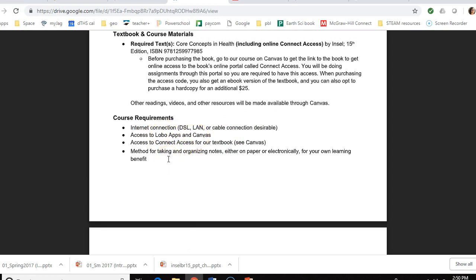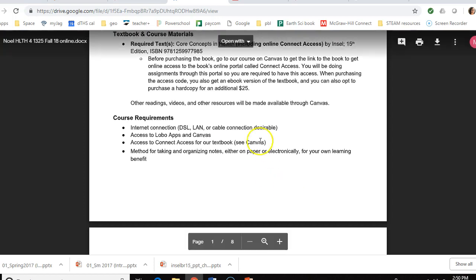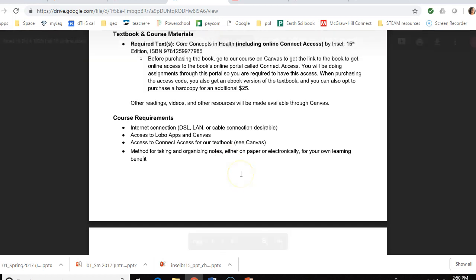It's also very helpful to have some sort of method for taking and organizing your own notes, either on paper or electronically. There's actually still a lot of evidence that suggests we retain information a lot better when we write it down, literally with pen and paper, than by just typing it on a computer or passively watching a video. So I suggest if you see something that you think you should probably remember, write it down.